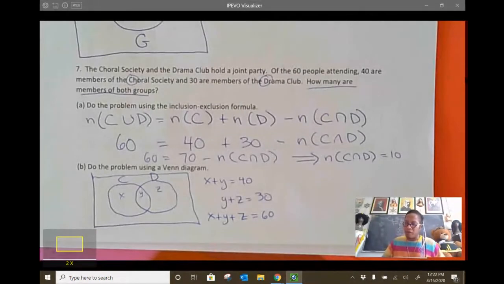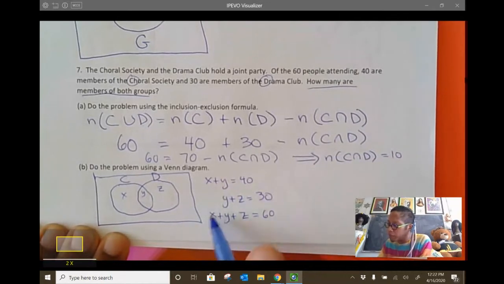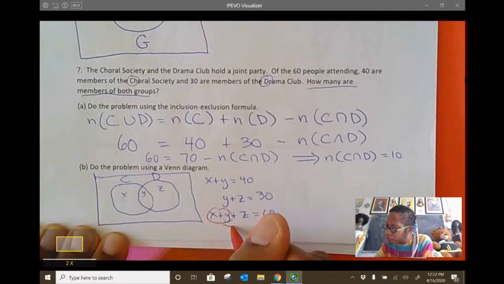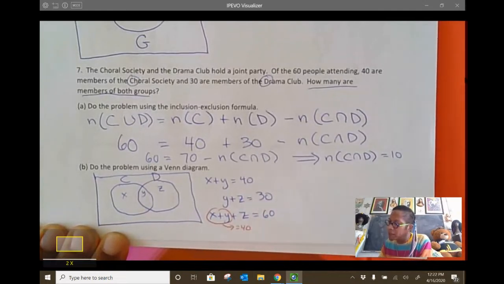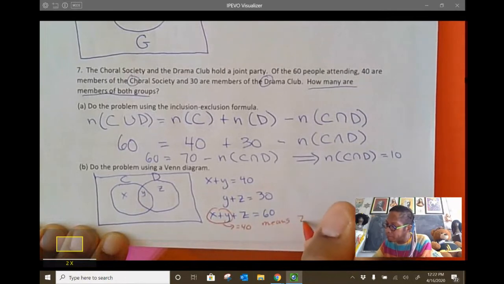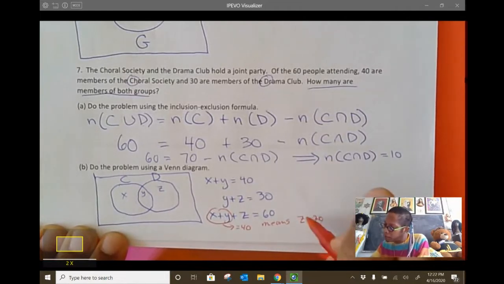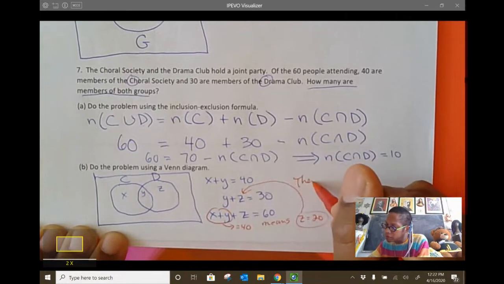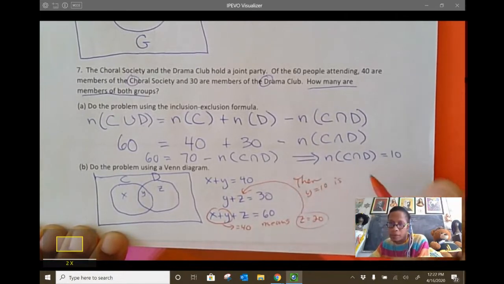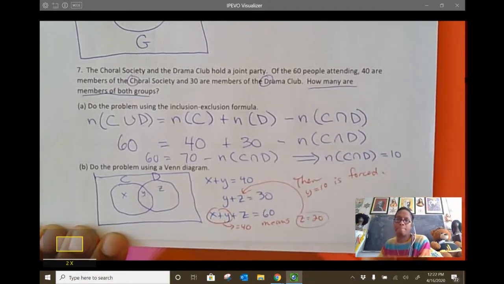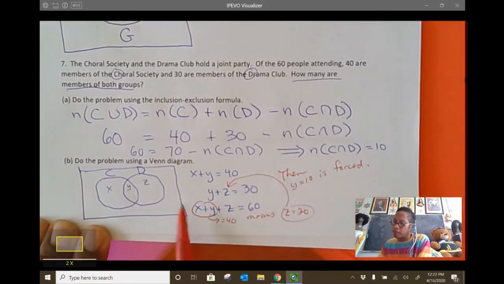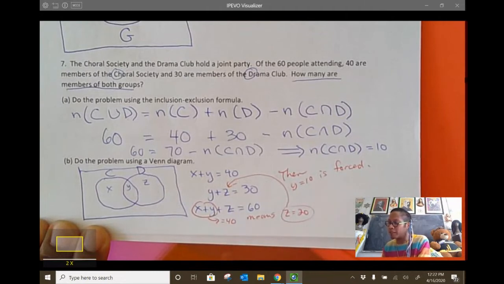So you have to do algebra here. That's the only way to do this problem. We know, for instance, X plus Y is 40, so this being equal to 40 means that Z has to be 20. But if Z is 20, then Y equals 10 is forced. As far as showing your work, this is like crazy talk, but I will understand your arrows. If you understand what I did here, I will understand it too if you did something similar. It's not the most elegant way to do this, but this works.